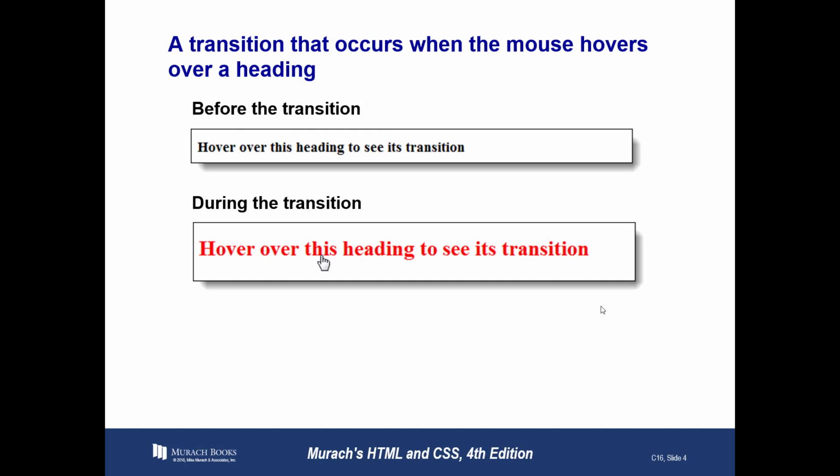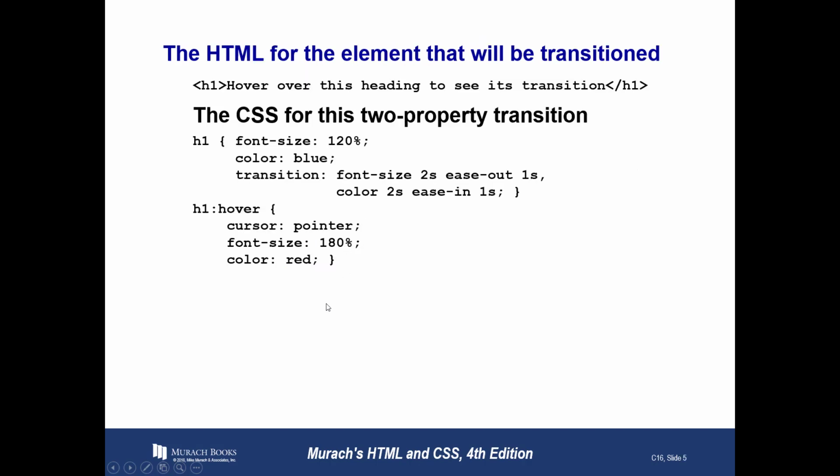So in this particular example, you take your mouse and you put it over this heading, whether it's an H1, doesn't matter, but you're telling it that during that time we want its color to change and we want its size to change.